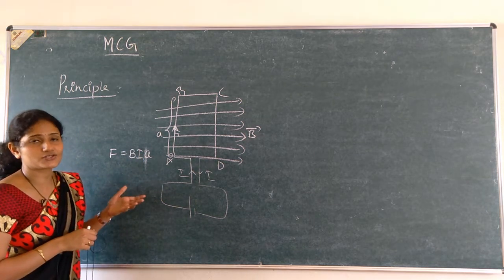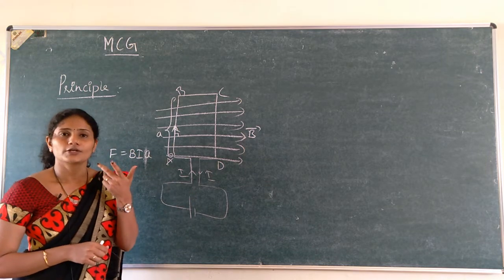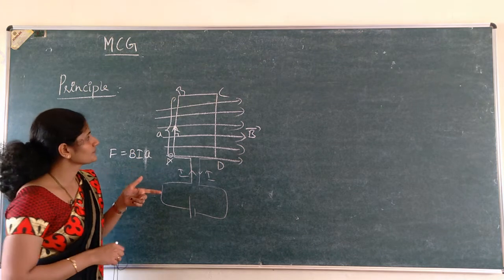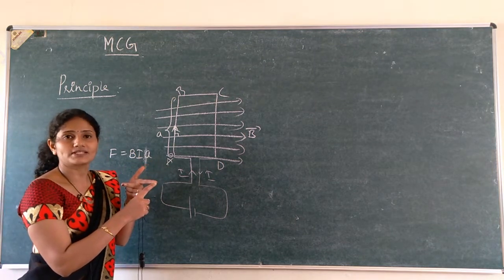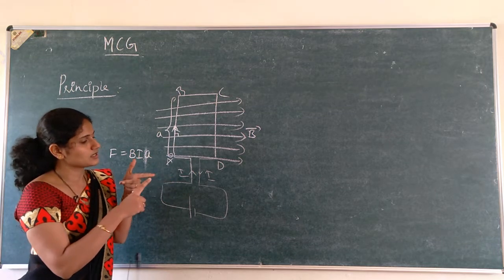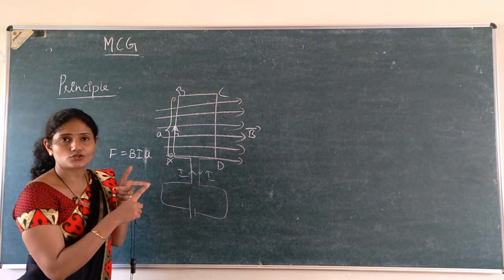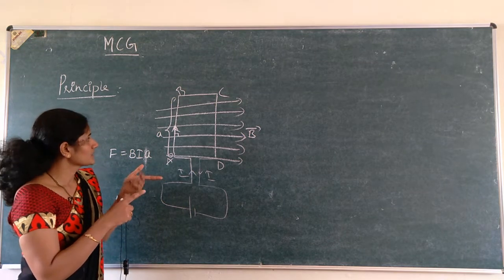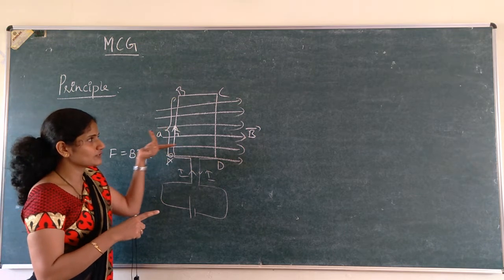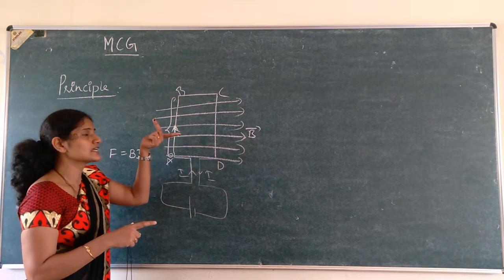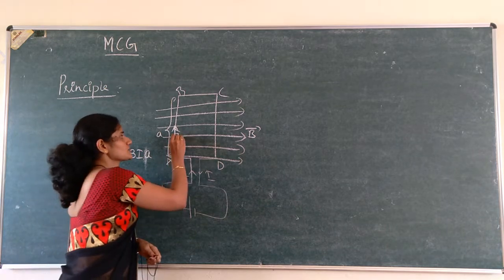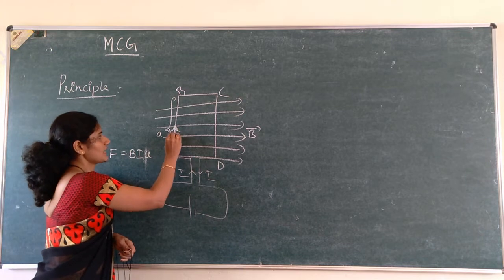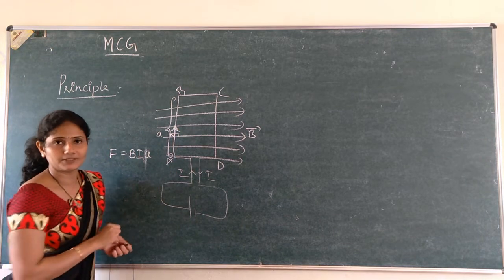Now let us see what is the direction of force. In order to find out the direction of force, you can use Fleming's left hand rule. So according to Fleming's left hand rule, thumb gives the direction of force, forefinger gives the direction of magnetic field, and middle finger gives the current. So current is flowing in this direction, magnetic field is in this direction, therefore F is inwards. This is the direction of force on the arm AB.